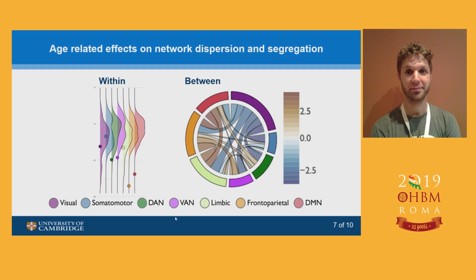I think this is quite a nice way to immediately spot effects in default mode and frontal parietal networks, where you can see that these two networks seem to contract as people get older. Whereas in the other networks, they don't really differentiate that much from a null model.